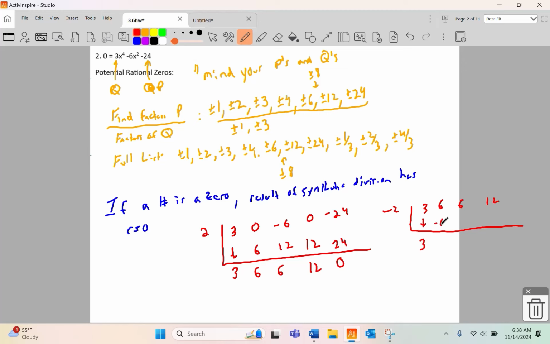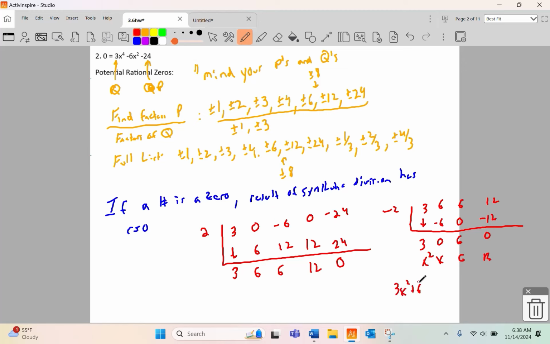Negative 2 times 3 is negative 6. Sum is 0. Product of negative 2 and 0 is 0. They add to 6. Negative 2 times 12 is negative 12. We get a 0. Do remember this is the remainder, the constant, the x, and the x squared. So what has happened is I have pulled out 2 zeros, and 3x squared plus 6 remains.